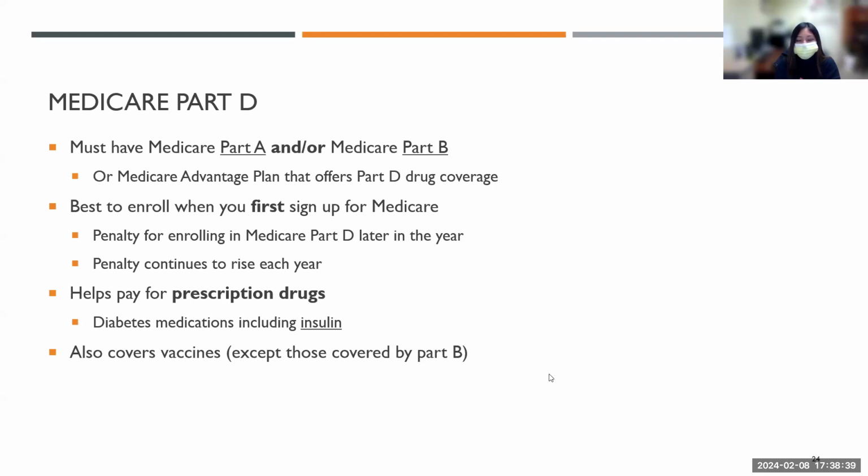Again, it's going to help pay for prescription drugs, and I will talk about the different things that it will cover, but a summary is that it's going to cover your diabetes medications, including insulin. It also covers vaccines that may not be covered by Part B.